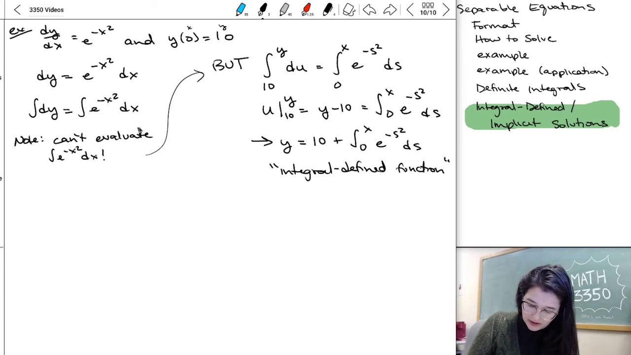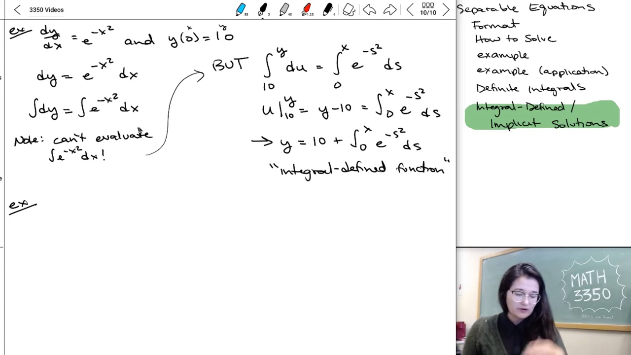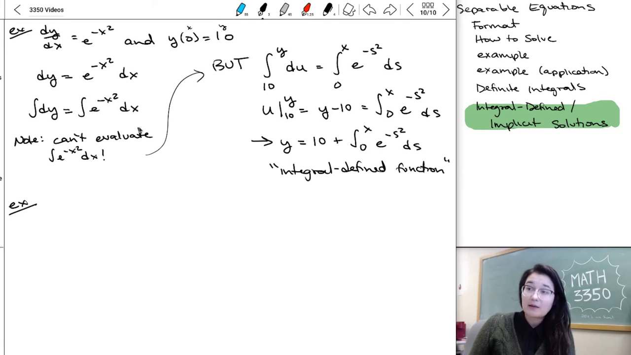Another example of when definite integrals will be useful is, actually we don't need definite integrals for that. We'll actually use this one the regular way, that's fine. But next up we're going to talk about implicit solutions.